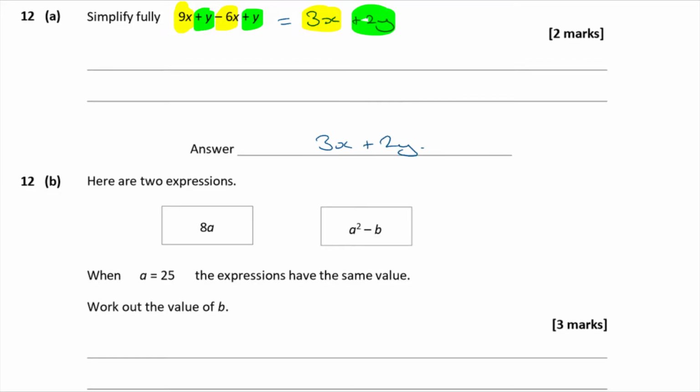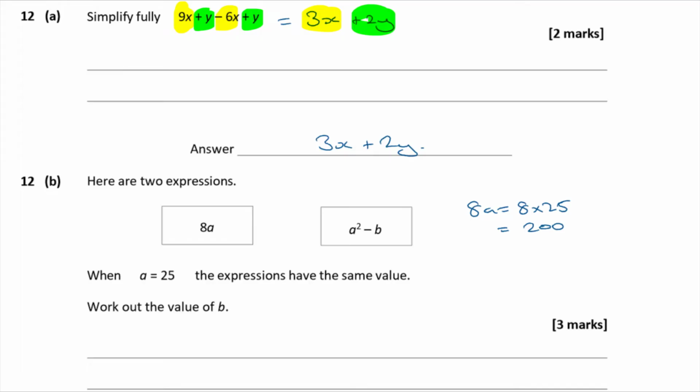Right, and here are two expressions, 8a and a squared minus b. When a is 25, the expressions have the same value. Work out the value of b. Okay. Well, what is the value of 8a to start with? 8a is going to be 8 times 25 then. And 8 times 25 I know to be 200.